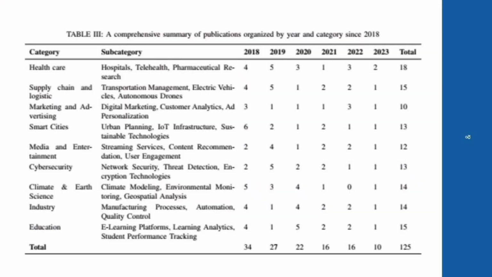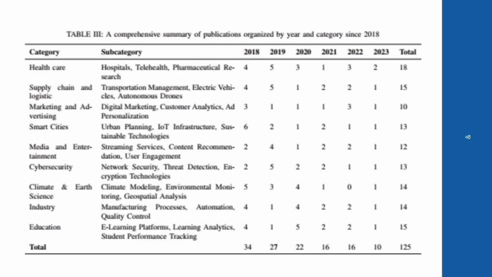So this is the table where we can say, for example, in healthcare, a total of 18 papers were published. There may be hundreds and thousands of papers, but according to our protocols, our methodology, our inclusion criteria, and our search string, there are a total of 18 papers. And of these 18 papers, four were published in 2018, five in 2019, three in 2020, one in 2021, three in 2022, and two papers in 2023.